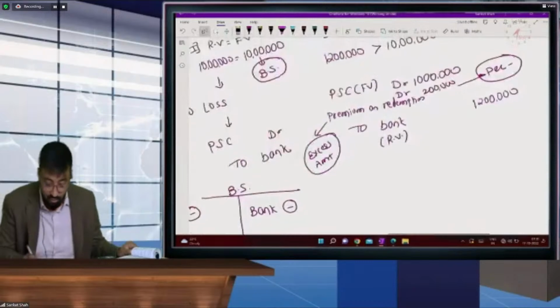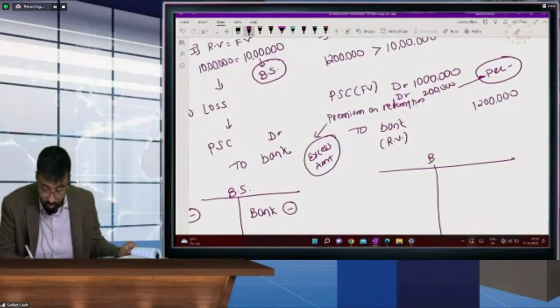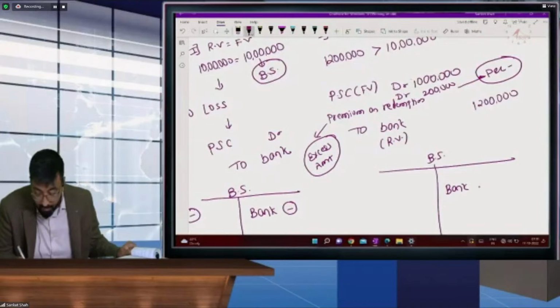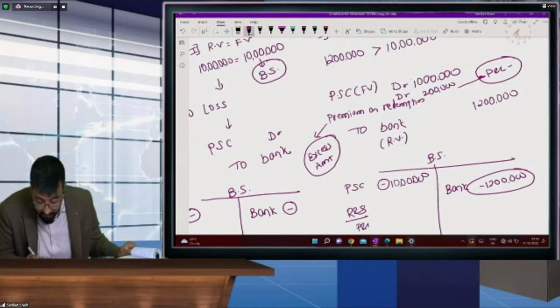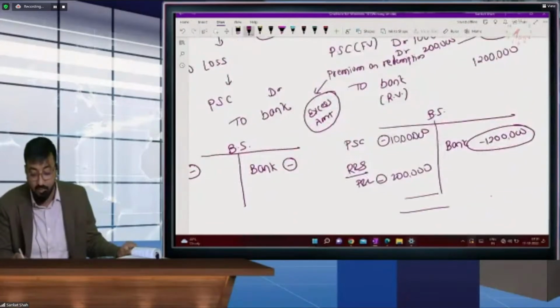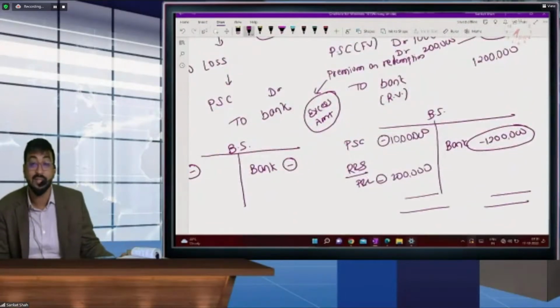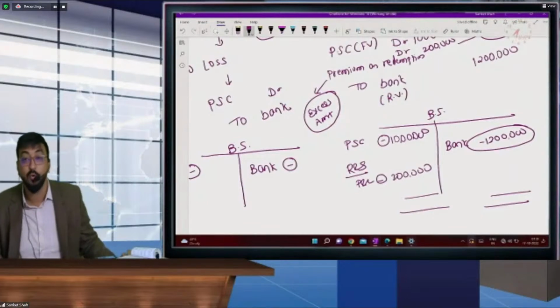So now check your balance sheet, beta. How is it going to affect? In bank balance, you are going to reduce 12 lakhs. From preference share capital, you are going to reduce 10 lakhs, and your reserves and surplus, the P&L account, is going to reduce by 2 lakhs rupees. So your total net reduction is 12 lakhs. But see, preference share capital is going to reduce only by face value, and your P&L account is going to reduce by 2 lakhs rupees. I hope you are clear with this concept.